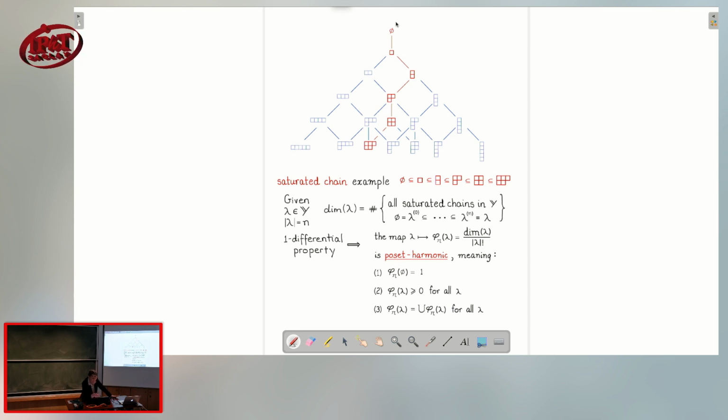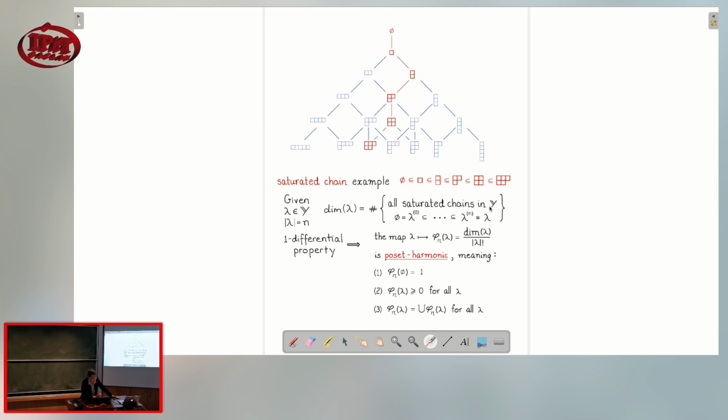In any poset, it will be important to look at saturated chains. These are, if you like, paths in the Hasse diagram where you ascend one rank level at a time. I've highlighted one here in red. If we have a partition, I'll declare its dimension to be the total number of all such saturated chains which begin at the empty partition and end at lambda.